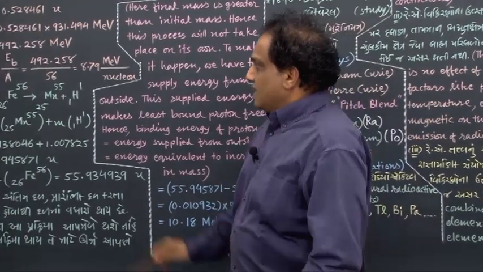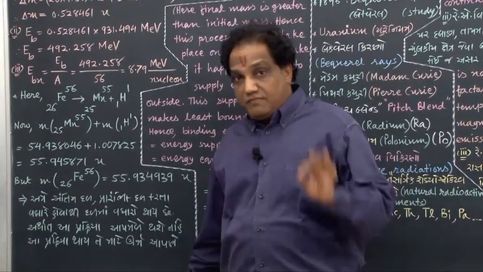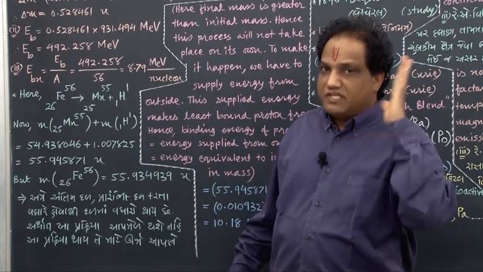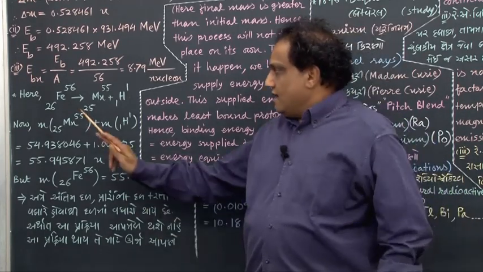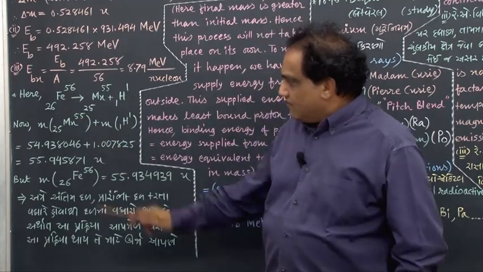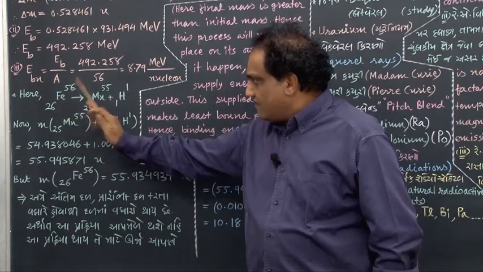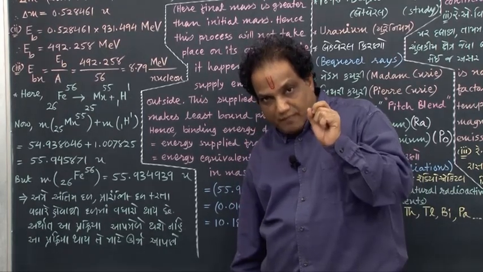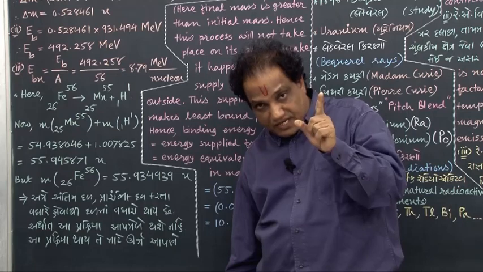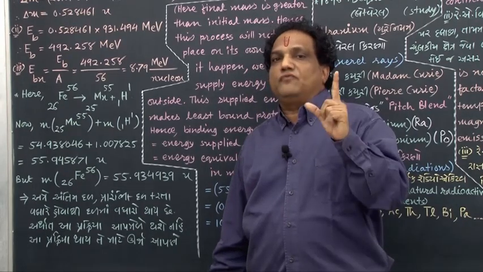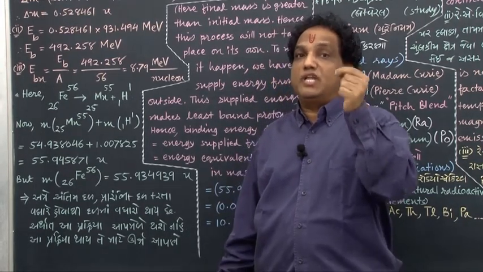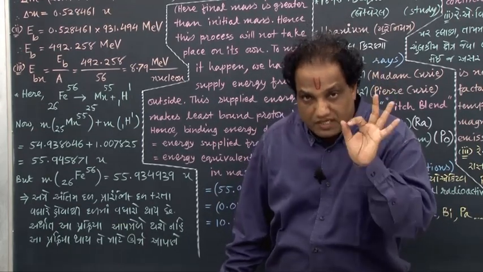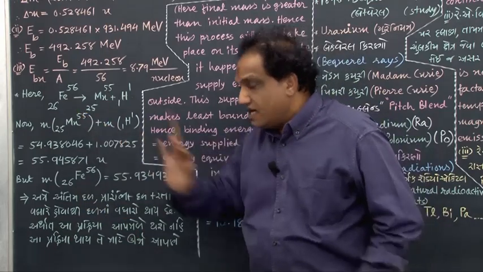Now tell me, in the second part of this same example, they have asked one more question. Let us find out its answer also. We are given this nucleus, which one? Fe-26, 56. And what does it do? It just liberates one proton, which is most loosely bound. Most loosely bound proton is liberated from this nucleus.